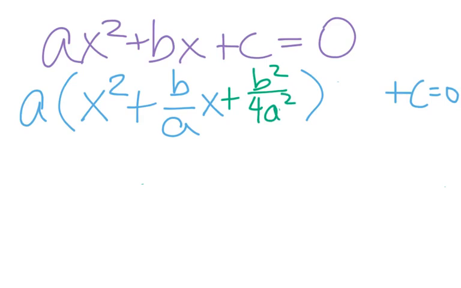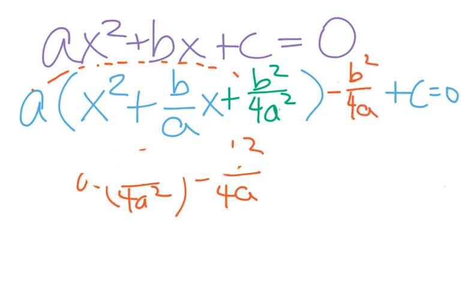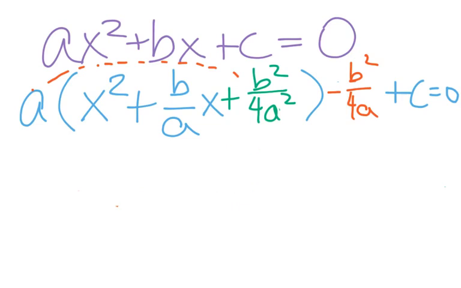Now, because I can't just go around adding something to an equation because it upsets the balance, since I added it, I need to take it away. But I have to look at what I really did. What I really did was add a times b squared over 4a squared, which is equal to b squared over 4a when I simplify it. So since that's really what I added, I'm going to take that away. And then it's as if nothing happened. I've just made this look different.